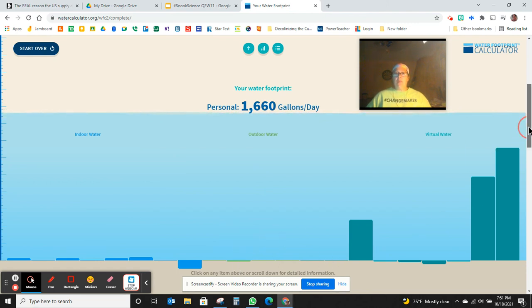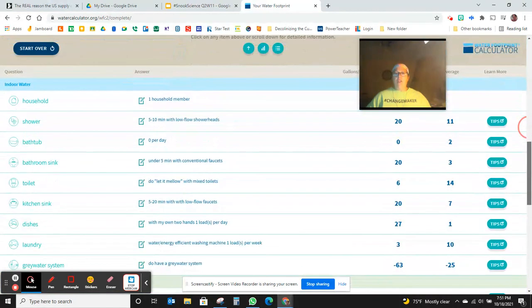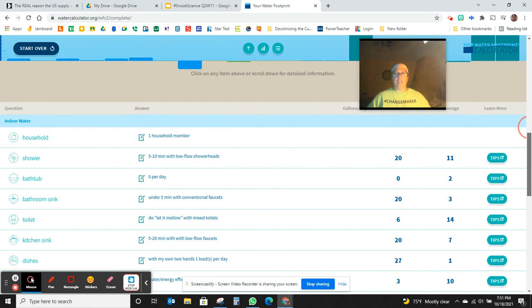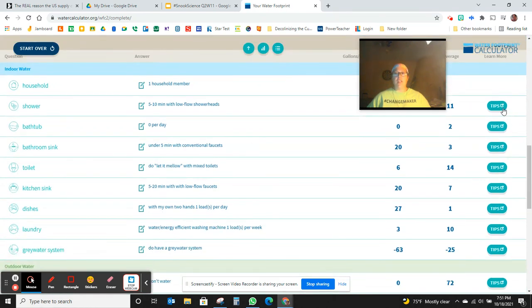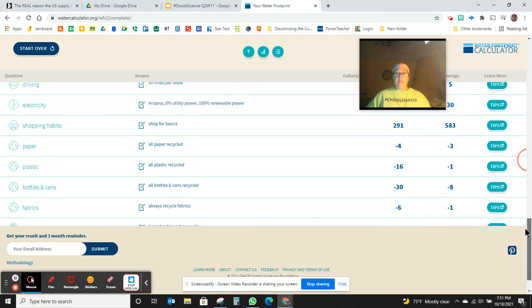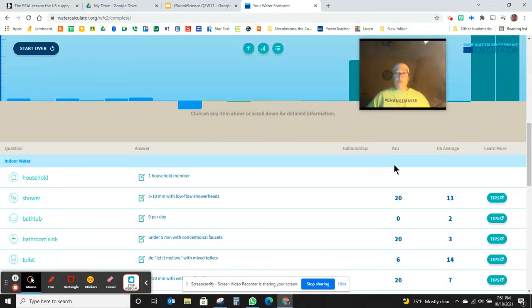So this is what my graph looks like. And what you're going to do is scroll down. You can look at the tips that are here. This can go into your water audit that you're going to be doing starting Thursday. All right, you can read through that. It compares you to the US average, and you can see if you're above or below average.